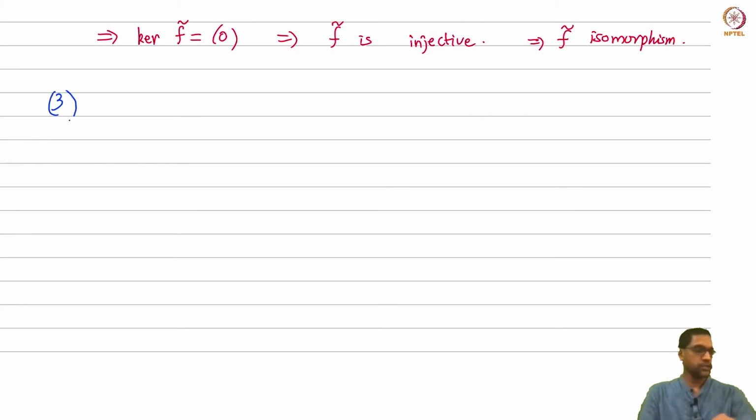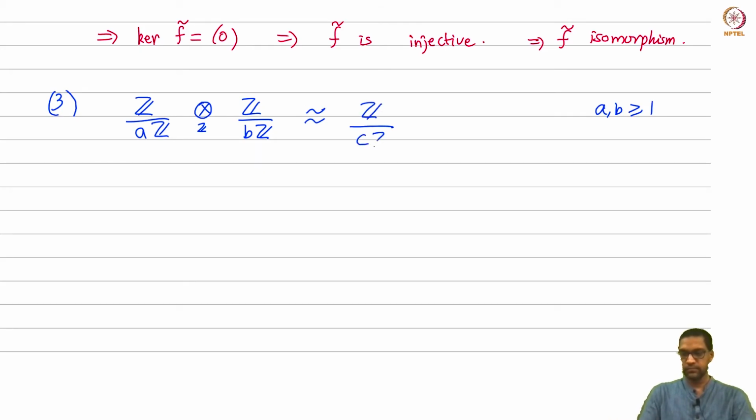So let's look at another problem, which is to understand the tensor product of abelian groups. So suppose I take cyclic groups, sorry. If I take two cyclic groups, Z mod aZ and Z mod bZ, okay, imagine a and b are some numbers, at least 1. So I can always assume they are positive numbers. Then I claim that this is again a cyclic group Z mod cZ, where c is just the GCD of a and b. Okay, so let's prove this.